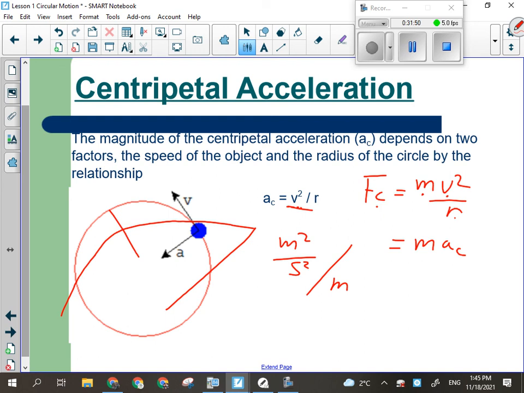All right. Am I good with that? Okay, we're going to leave it there for today. We'll talk about centripetal force next time, and I'll show you the David and Goliath thing.